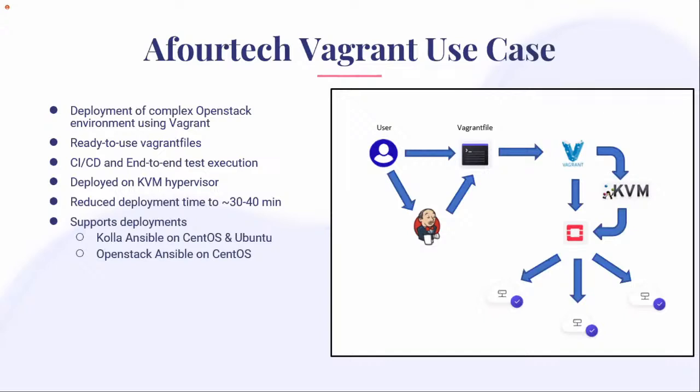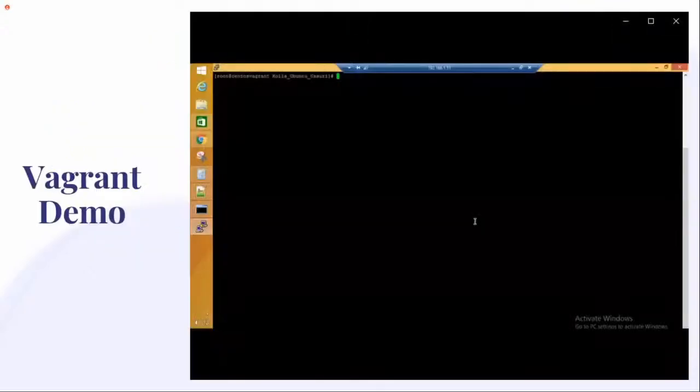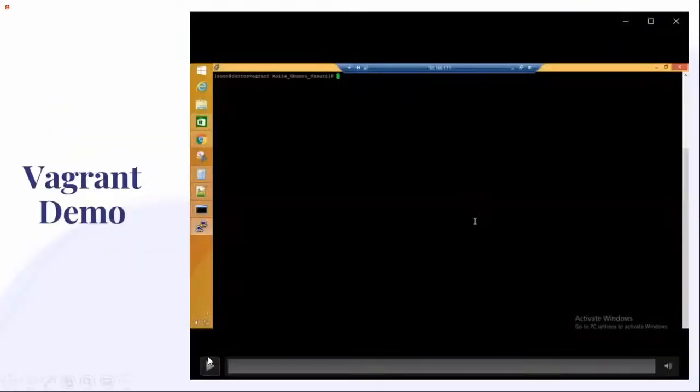As you look at the data flow here, either you can use the Vagrantfile directly as a user or you can use check-ins for your utilization. Then it goes to Vagrant, which uses the KVM hypervisor to deploy OpenStack, and then it can be utilized for deploying instances on top of it. So Vagrant here is used to deploy OpenStack itself. Let's have a look at the demo. I'll play the video and explain what it's doing.